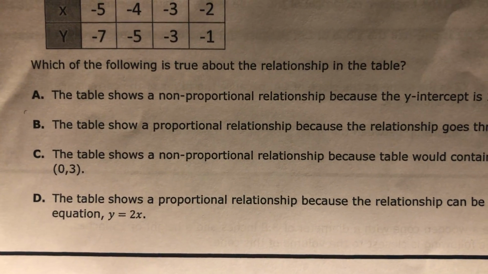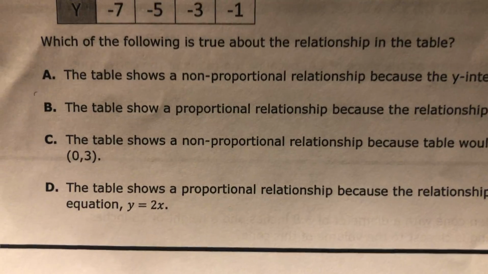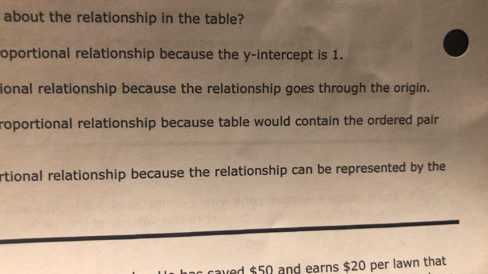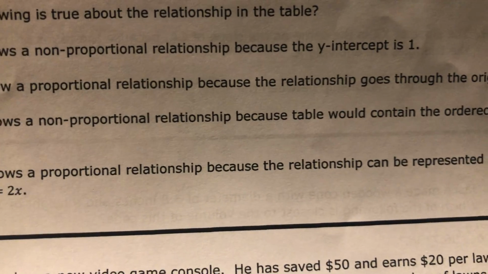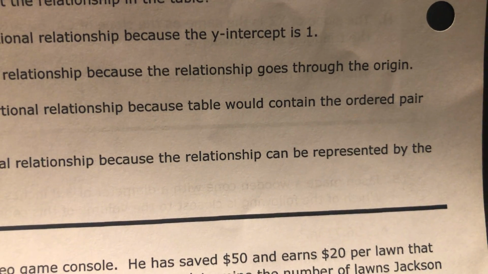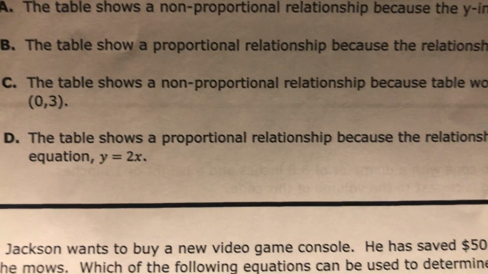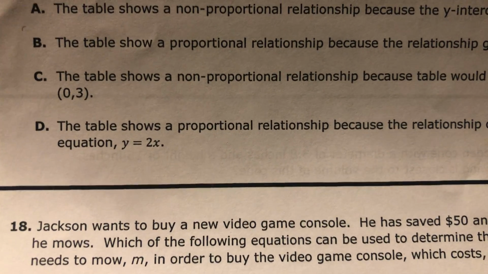A, the table shows a non-proportional relationship because the y-intercept is 1. B, the table shows a proportional relationship because the relationship goes through the origin. C, the table shows a non-proportional relationship because the table would contain the ordered pair 0, 3. D, the table shows a proportional relationship because the relationship can be represented by the equation y equals 2x.